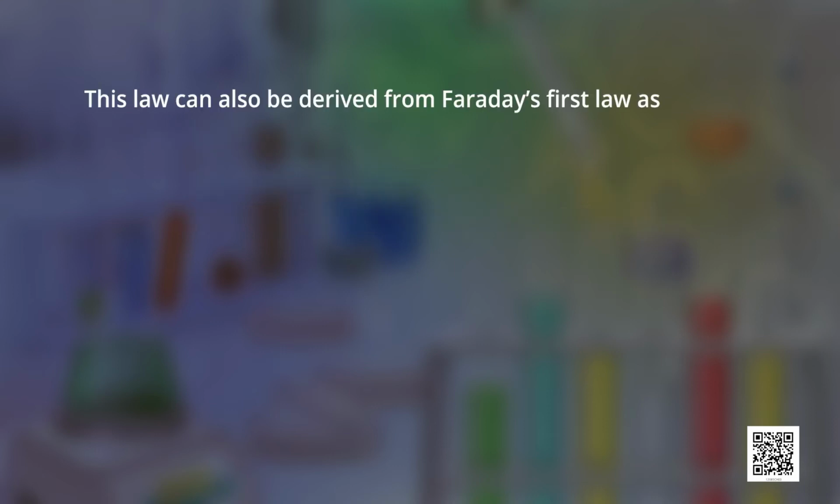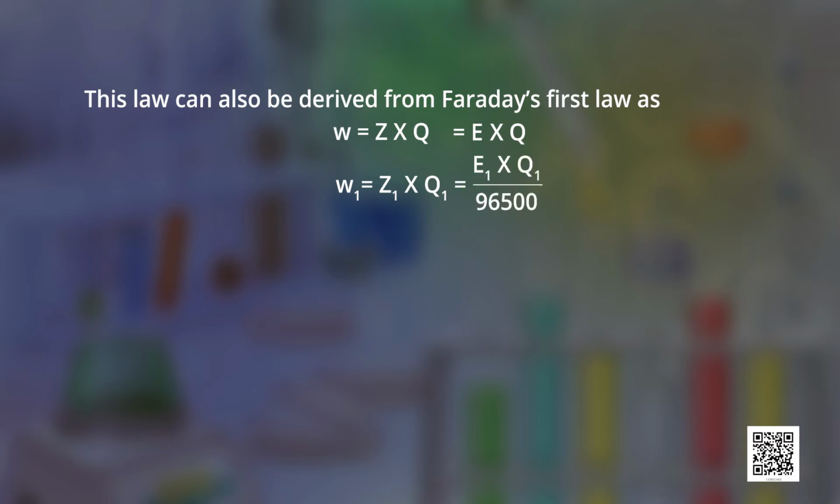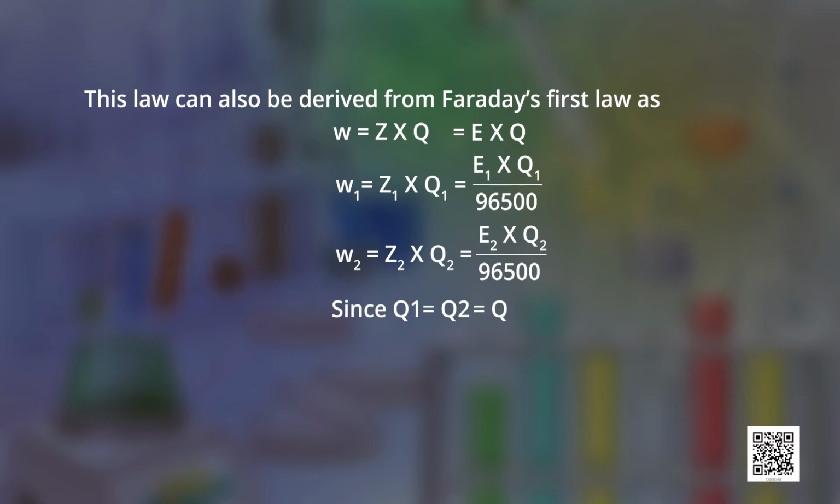This can be derived from Faraday's first law as W is equal to Z into Q, that is, electrochemical equivalent into charge. For the first electrode, we may write it as W1 is equal to Z1 into Q1, or as E1 into Q1 upon 96500. For the second electrode, we may write it as W2 is equal to Z2 into Q2, or E2 into Q2 upon 96500. Since the same charge is passed through the system, Q1 is equal to Q2 is equal to Q, and so we get the expression W1 upon W2 is equal to E1 upon E2.